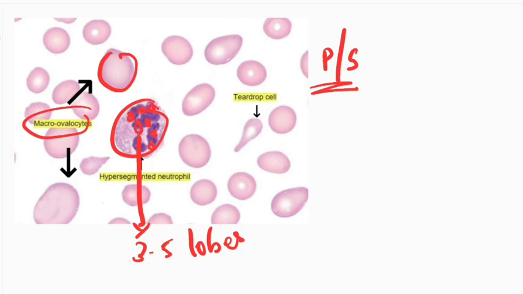Why so? See here in megaloblastic anemia, I told you the DNA synthesis is defective, right? So the DNA synthesis happens in all cells, including the neutrophils. So the nucleus develops abnormally and gets too many segments. So you get to see even more than 7 lobes. So what I mean to say is, in megaloblastic anemia, the defective DNA synthesis is not just in RBCs.